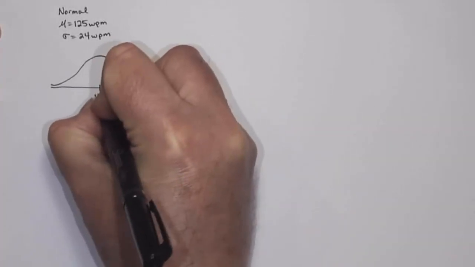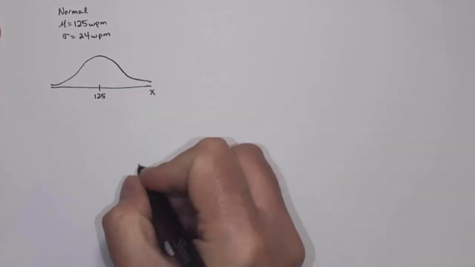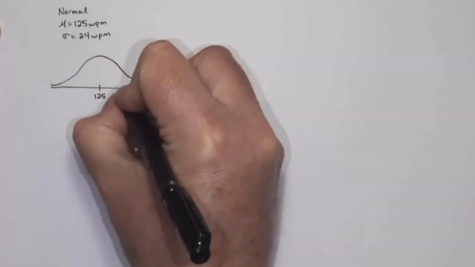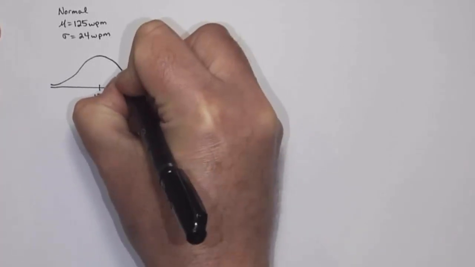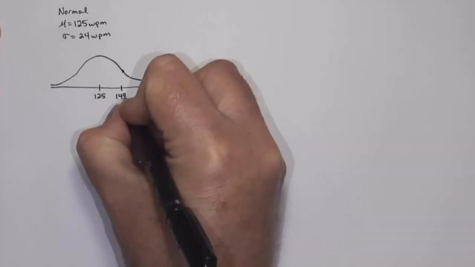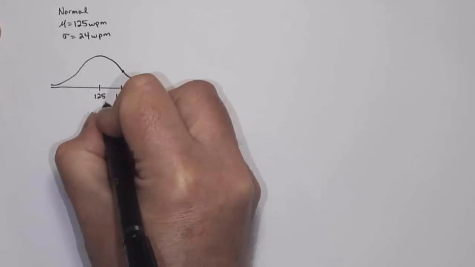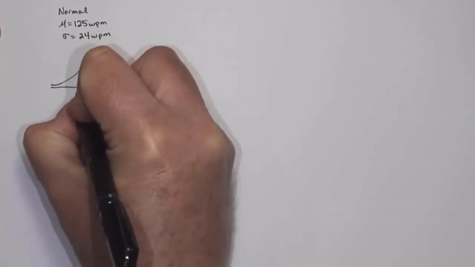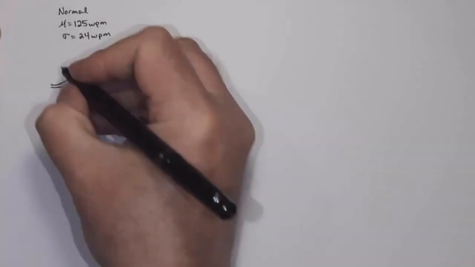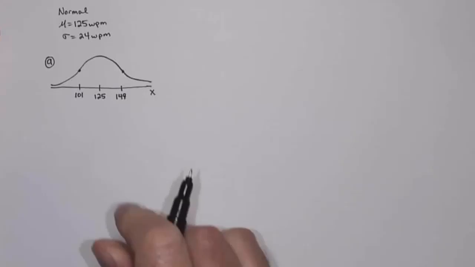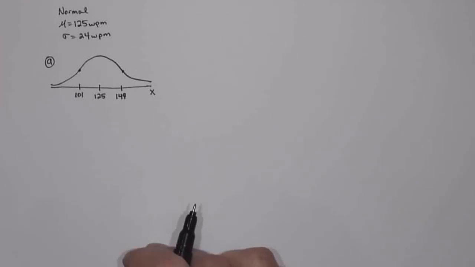The mean is here in the center, 125. And if I take 125 plus 24, that is 149. That is where this inflection point occurs. And if we take 125 minus 24, that is 101. That is where this inflection point occurs. So this is our normal model that we wanted to find in Part A.